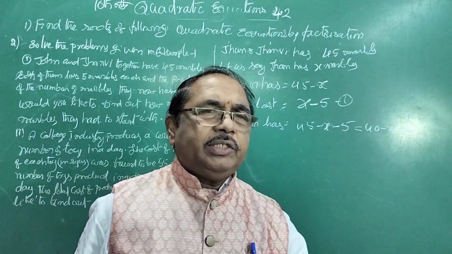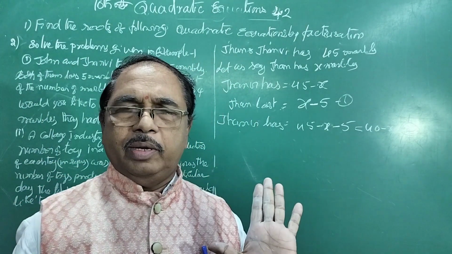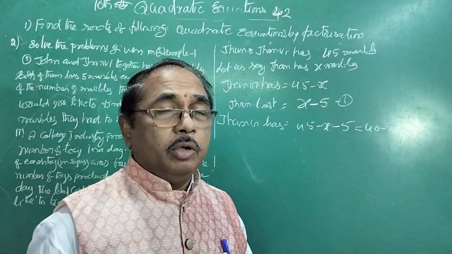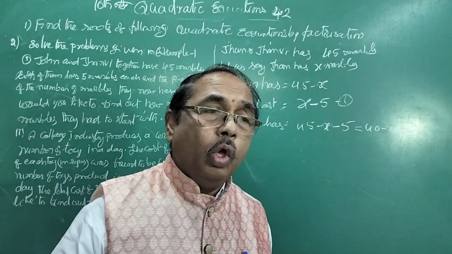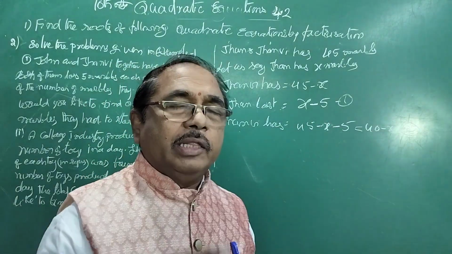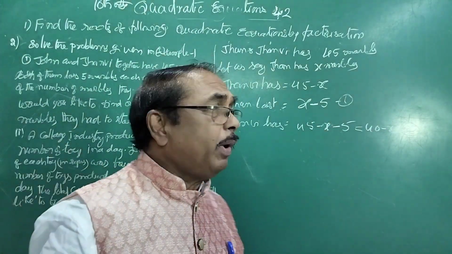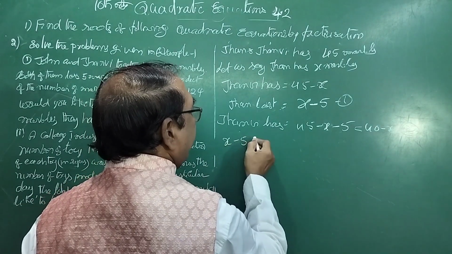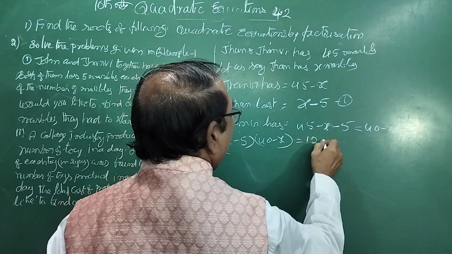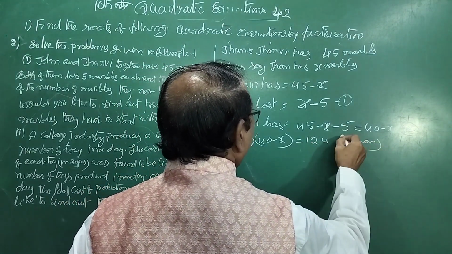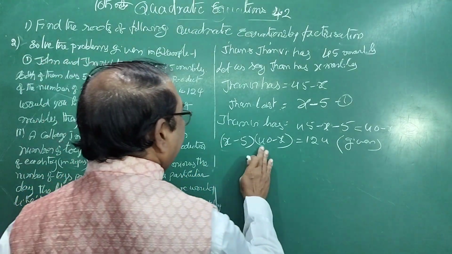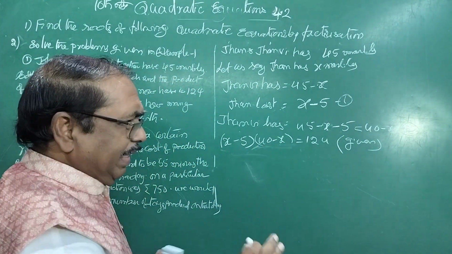Now, at present, John has how many? x minus 5. At present, Janvi has how many marbles? 40 minus x. But further, what he has said, if we find the product of these present marbles, that is equal to 124. So x minus 5 into 40 minus x is equal to 124. Where do we get 124? In the problem itself it is given. We did not find anything more. Yes, let us find whether it is correct or not.